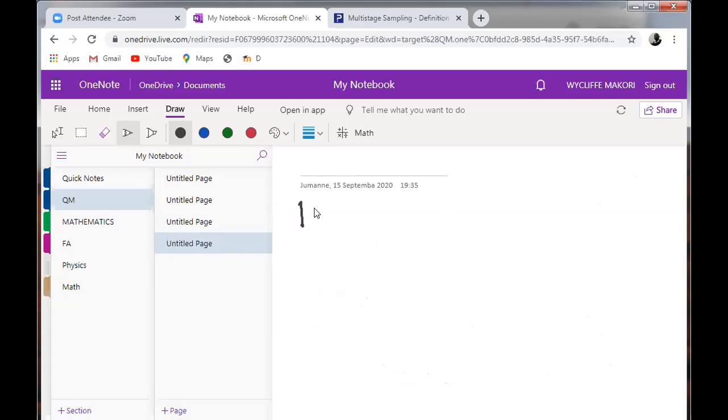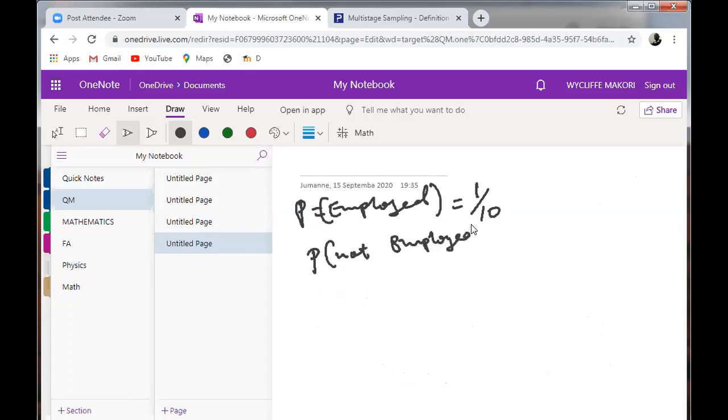If we are given the probability of being employed, let me put this one in brackets, to be equal to 1/10. The probability of not getting employed should actually be 1 - 1/10, which is actually 9/10. That is very important for this particular question.